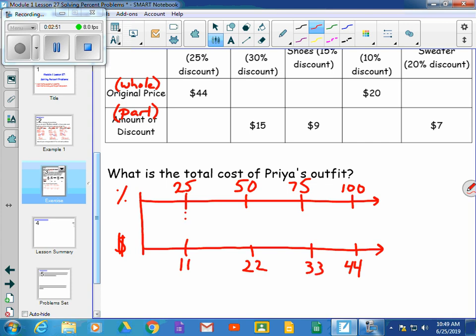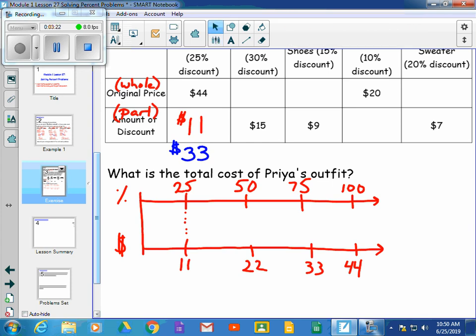Now, what matches up with the 25%? It would be $11. So what that means is she saved $11 on that. Now, it doesn't ask you this, but you're going to need to know this for the last part. If she saved $11 and the original price was $44, that means she paid $33 for that shirt. So you might want to write what she pays below that.